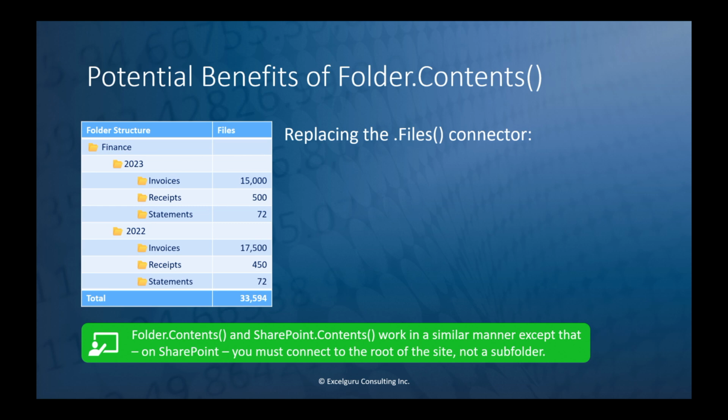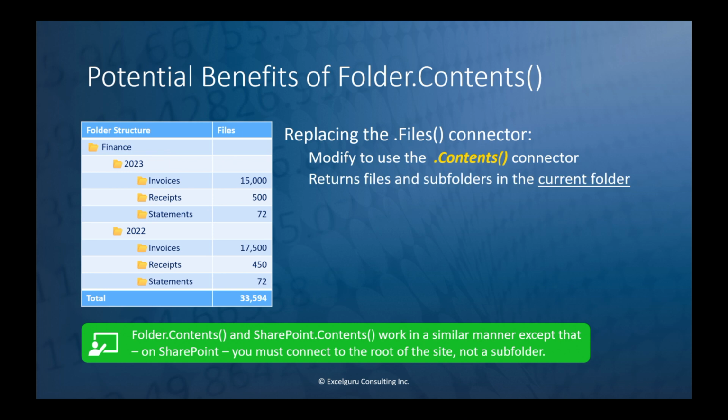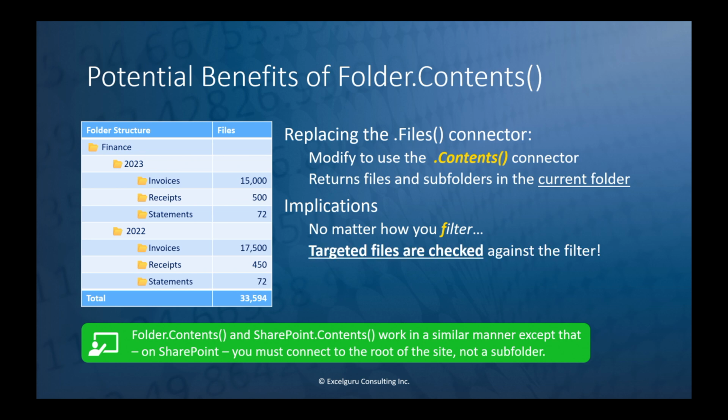This also works the same on local as it does on SharePoint, but again, remember, with SharePoint, you must connect to the root of the site, where locally you can connect to a subfolder. If you make this modification, you now get the files and folders in the current folder only. This makes a big difference because you don't have to recursively look through everything below that. The implication is that no matter how you filter, only the targeted folder's contents are checked against your master list. And that's going to make things a lot faster. It only checks a specific folder.